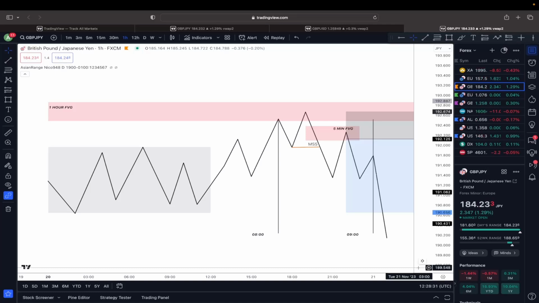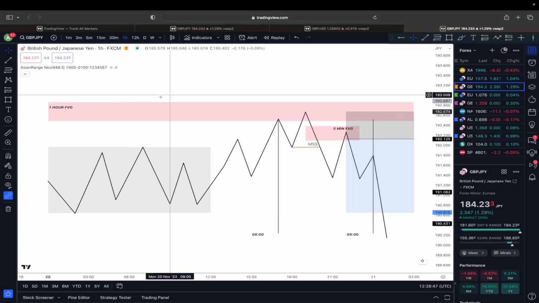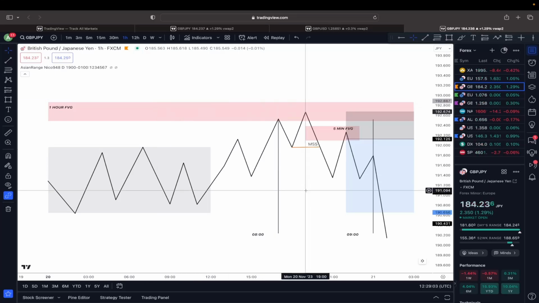I want this tap to happen either just before or in the silver bullet hour. The silver bullet hour is 8 to 9 AM GMT, that is also 3 to 4 AM Eastern time. Now that we're in silver bullet hour, and we've had that tap into that 1 hour fair value gap, I am then dropping down to a lower time frame. This could be the 5 minute, the 3 minute, or even the 1 minute. In that lower time frame, I am then looking for there to be a market structure shift. Because we're looking for sells, I need that market structure shift to be to the downside, like we can see here.